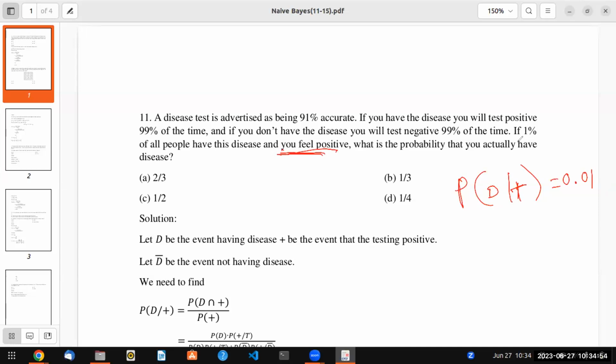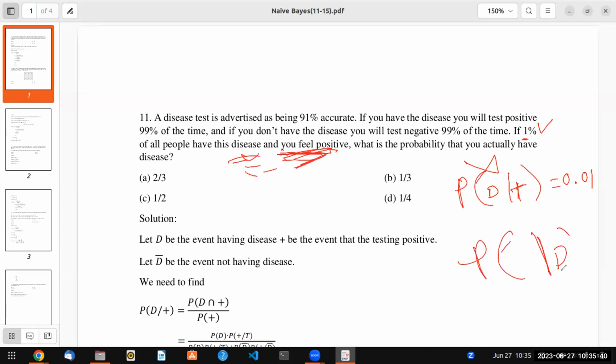Tell me whether this analogy is correct or not. If 1% of all people have this disease and you feel positive, this is not the analogy here. From the total people, 1% of people have the disease, but you feel positive. This doesn't mean the probability of disease given positive is 0.01. This is totally different here. So be aware of this kind of thing. Don't go with the flow to write it like this. Here it is saying 1% of all people have the disease. That is a separate part, but you feel positive. That means this is something else. Maybe negative also.